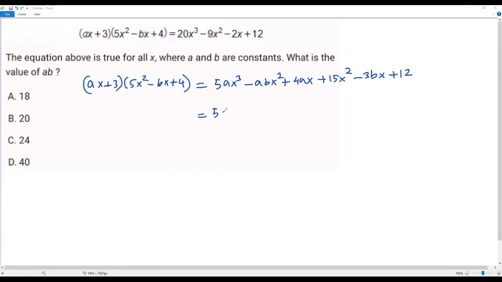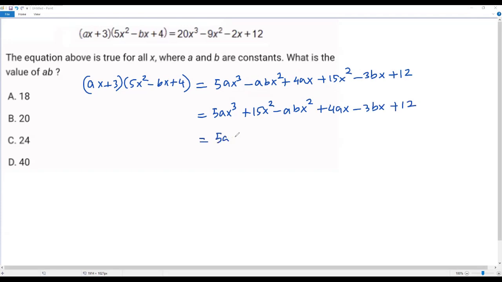Okay, now let me write the first term as it is, because there is only one term which contains x³. But there are two terms containing x², this one and this one. So let me write this one at first, because it has a positive sign. So positive 15x², and then I'm writing this one, −abx². Now I have to write the terms which contain x. These two terms contain x. So let me write this one first, because it has a positive sign. That is positive 4ax, −3bx. There is only one constant, that is positive 12.